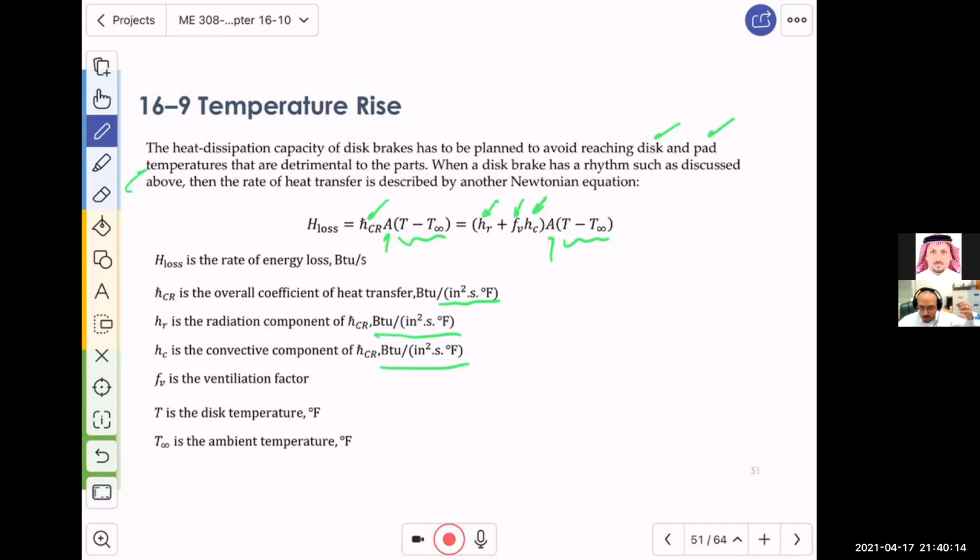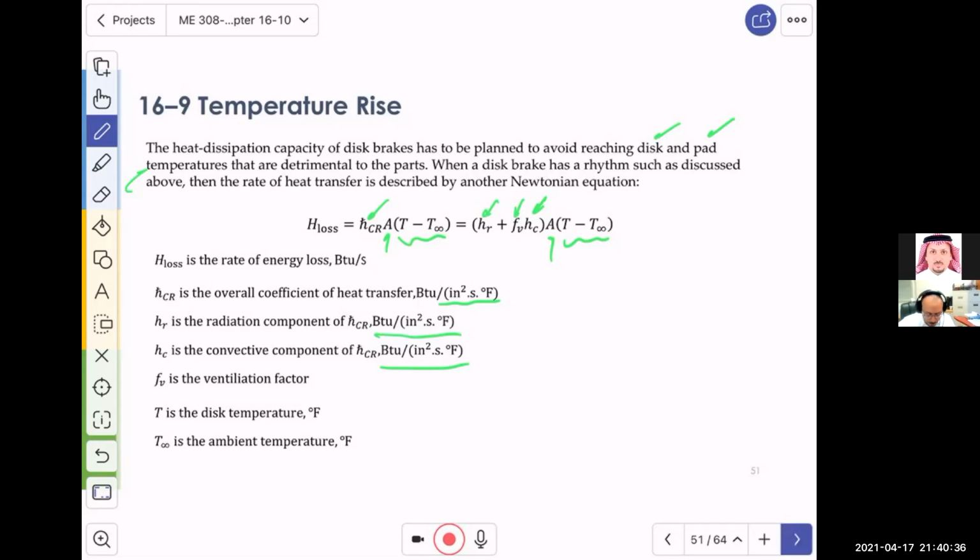There is also air. You're driving your car outside and you have a forced kind of convection most of the time. Air is being blown by the movement of the car. So there is a factor, there has to be, it makes sense that there is a ventilation factor. Then we have the temperature of the disk, and T alpha is the ambient temperature.